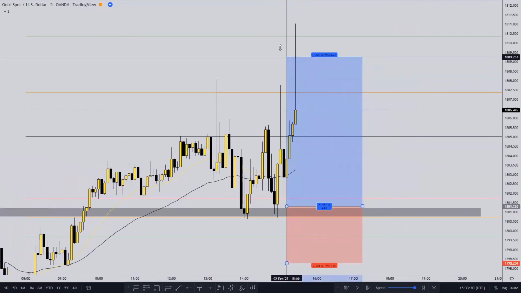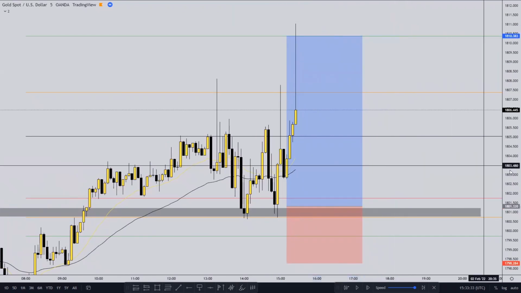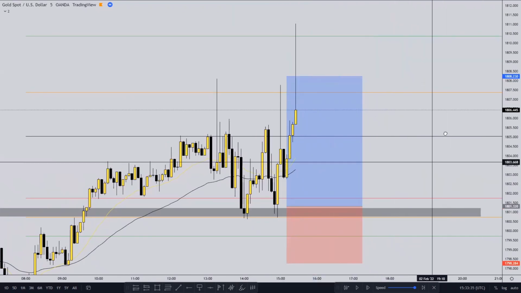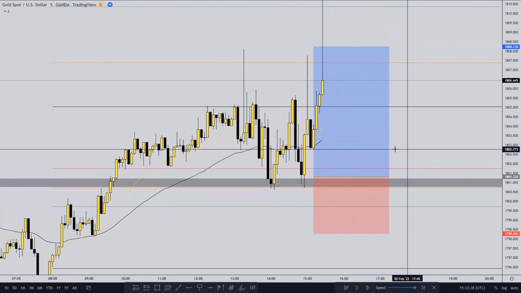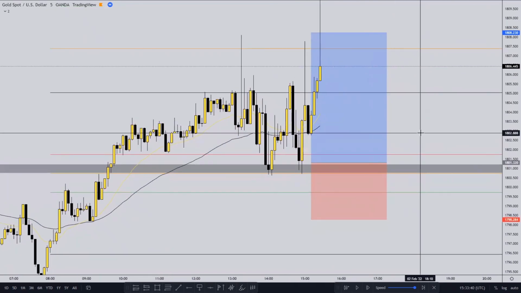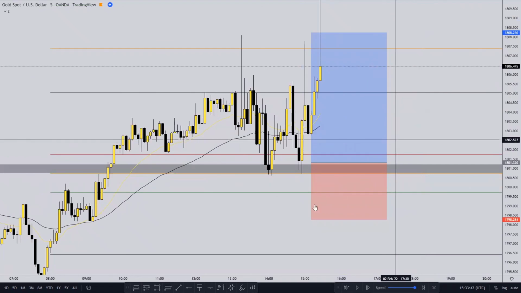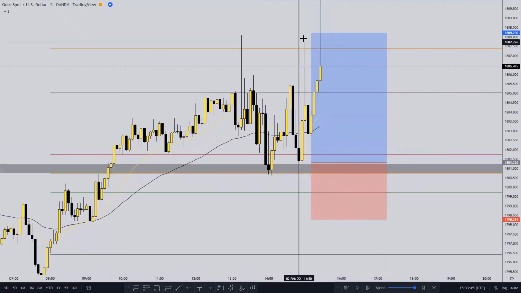Now I could have held that further to this 61.8 retracement. However, I was happy with my profits, and that's where I locked off. As you can see, it's extremely important to know when to move your stops to break even, when to hold, and when not to get emotionally driven.